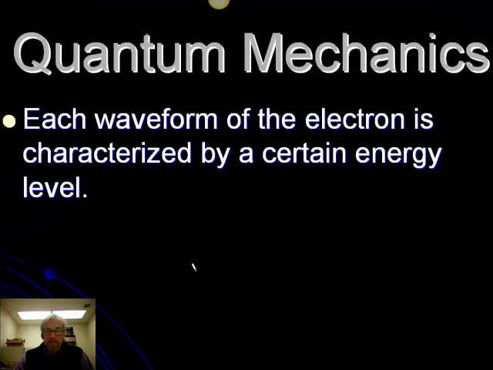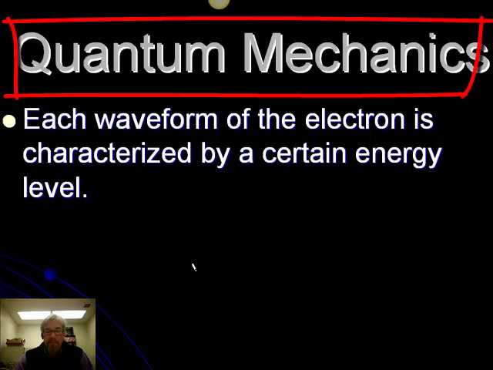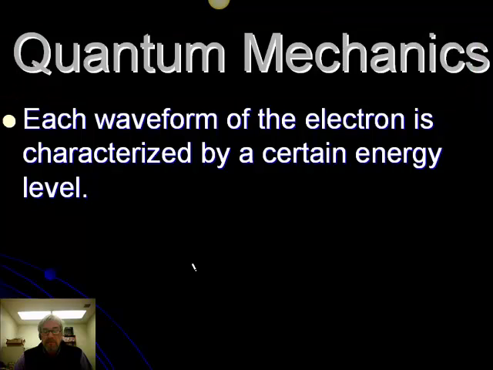So Schrödinger develops this kind of mathematics of describing these electron waves. It's called quantum mechanics. Here are some of the ideas of quantum mechanics. One, the electron's a wave, but it has different forms of waves. Just like our string has different modes of vibration, the electron can have different modes of vibration as well. So each waveform of the electron is characterized by a certain energy level.